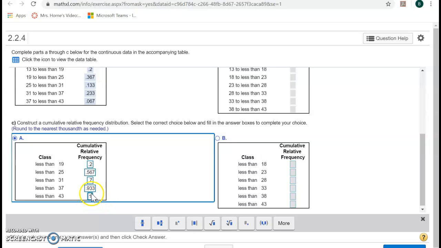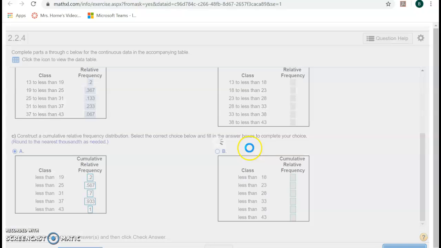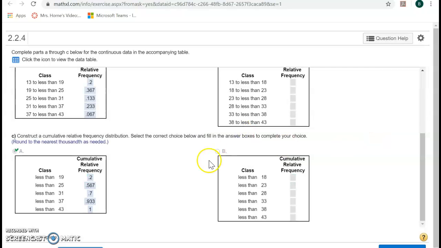Now, if you get a number greater than 1 at the bottom for the cumulative frequency, then something is wrong. These numbers should never be over 1. Okay, I hope this helps you understand how to do relative frequency and cumulative relative frequency.